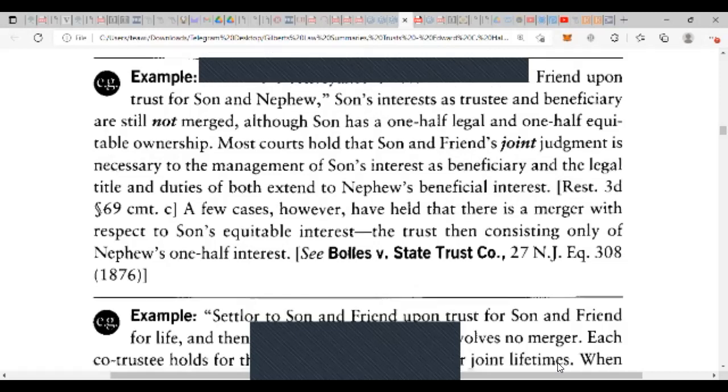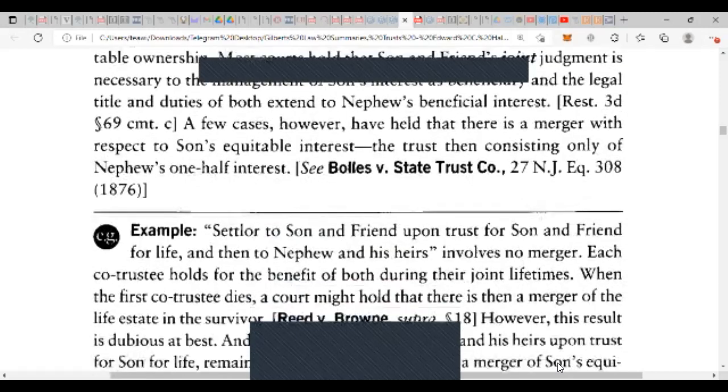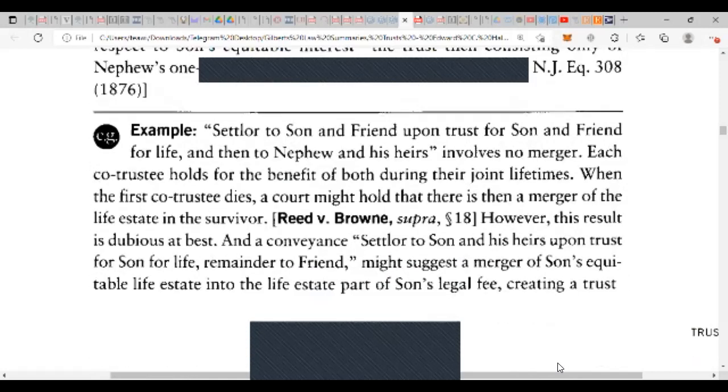A few cases, however, have held that there is a merger with respect to son's equitable interest, the trust then consisting only of nephew's 1/2 interest. See Bowles versus State Trust Company, 1867. Example, settlor to son and friend upon trust for son and friend for life, and then to nephew and his heirs involves no merger.